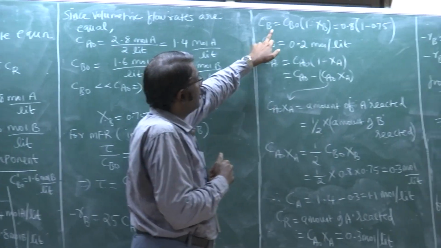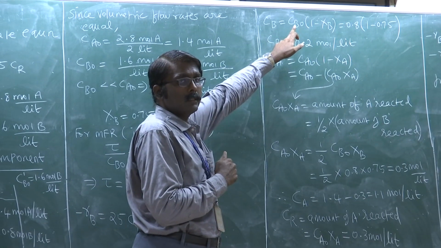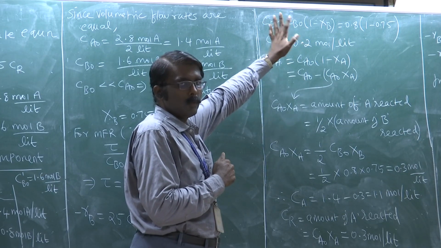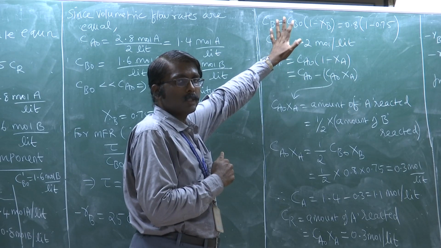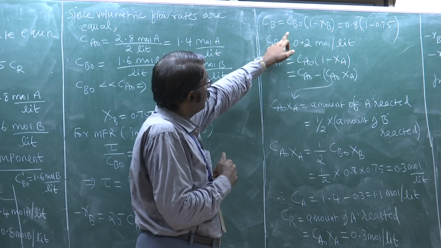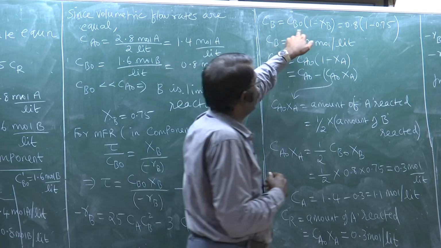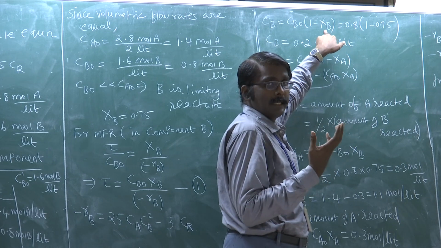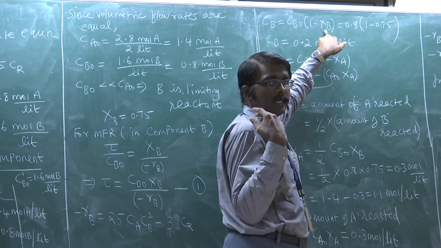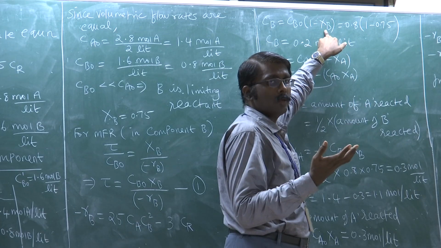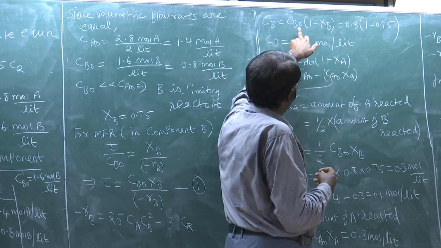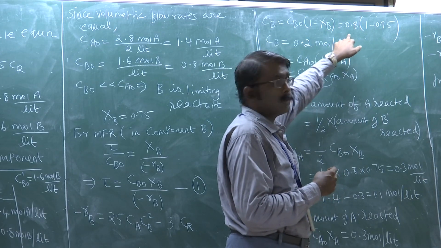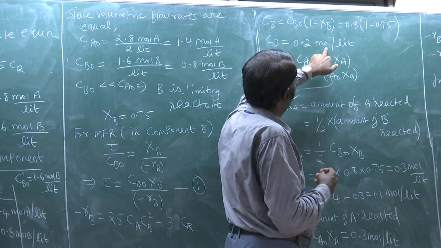CB is equal to CB0 into 1 minus XB. This equation we know, that is how to find the CB value. CB is nothing but the residual or remaining concentration of component B. Now that is equal to CB0 into 1 minus XB. CB0 value is 0.8. XB value, based on the condition that the limiting reactant is component B, is given data, 78% conversion. So XB value is equal to 0.75. That means 1 minus 0.75. On simplifying these values, we get CB is equal to 0.2 mole per liter.